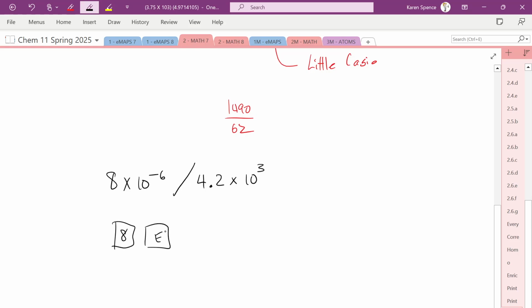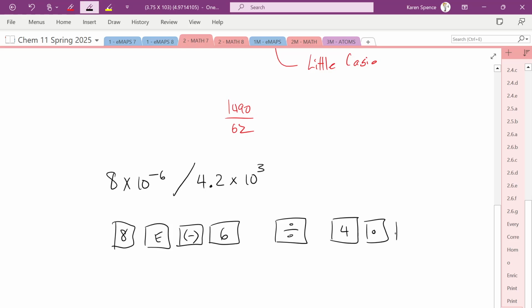I'm going to type in 8, E, whatever your E button is, negative 6, and then I'm going to press divided by, and then I'm going to type in 4.2, whatever your E button is, times 10 to the 3. Try that. See what you get.